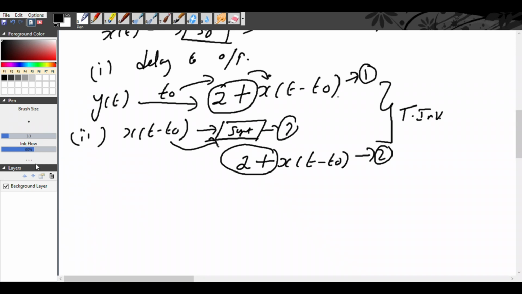Okay, so from the two problems which I have solved, I can understand two important things. It is two tips, serious tips. One is, if the input is having some kind of time scaling, be very sure that that particular system is going to be time variant. So this is a serious tip actually.